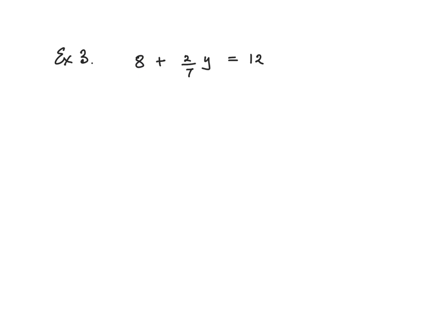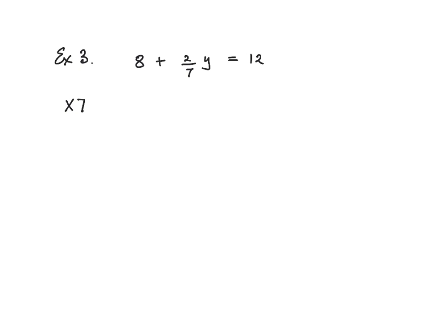Third example. We can see now that the fraction term is in second place. That shouldn't make any difference to our working. So what is it we want to do? We want to get rid of a dividing 7. So we're going to multiply by 7. Multiplying by 7 gets rid of a dividing 7, and that removes the fraction.